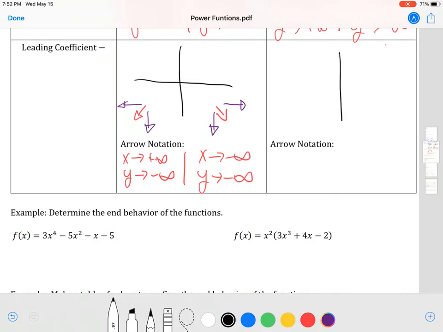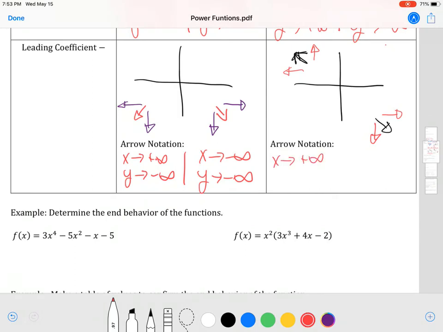Last scenario. If my leading coefficient is negative and I have an odd degree, my arrows are going to be in the second and the fourth quadrant, which tells me this arrow is going to go to the right and down forever. And this arrow here in the second quadrant is going to go to the left and up forever. So my arrow notation would look like this.